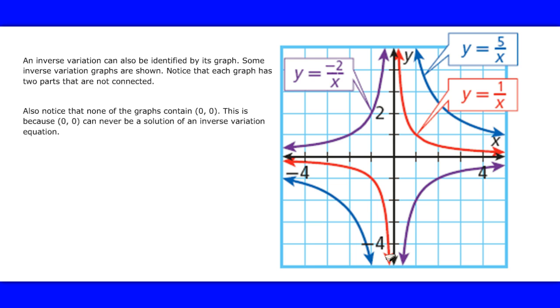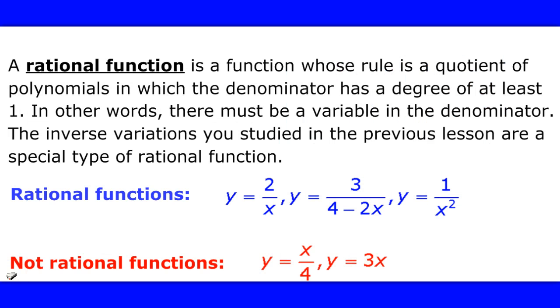Now we're going to take that a step further. A rational function, well, remember, rational means anything that can be written as a fraction. So a rational function is a rule that is a quotient of polynomials in which the denominator has a degree of at least 1. Basically, that's saying there has to be a variable in the denominator. Inverse functions were just a very special type of rational function.